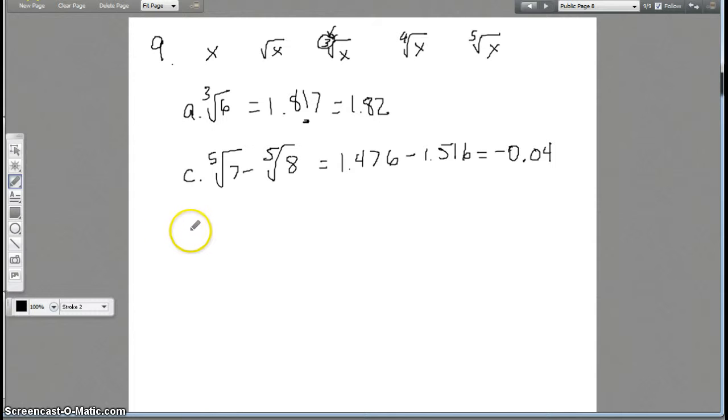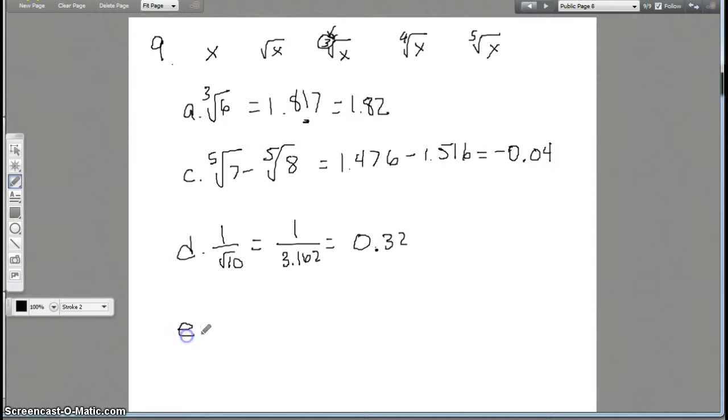Okay, part D is 1 over the square root of 10. And the square root of 10 in the table is 3.162. So when you punch that into a calculator, you need to round your answer to the nearest hundredth, and you should get 0.32.